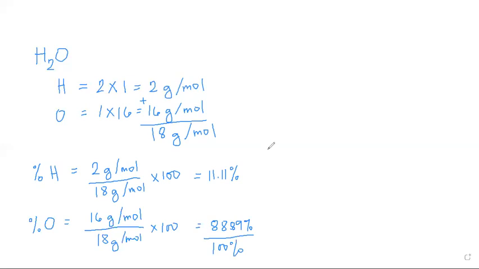Again, the percent composition that we have is 11.11 for hydrogen and 88.89 for oxygen. Okay, so let us have another example.